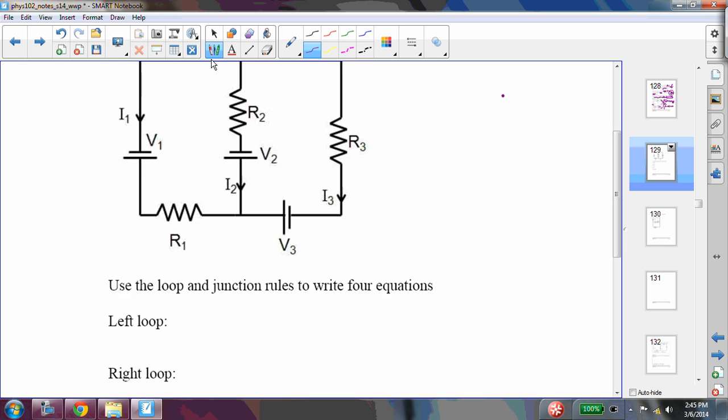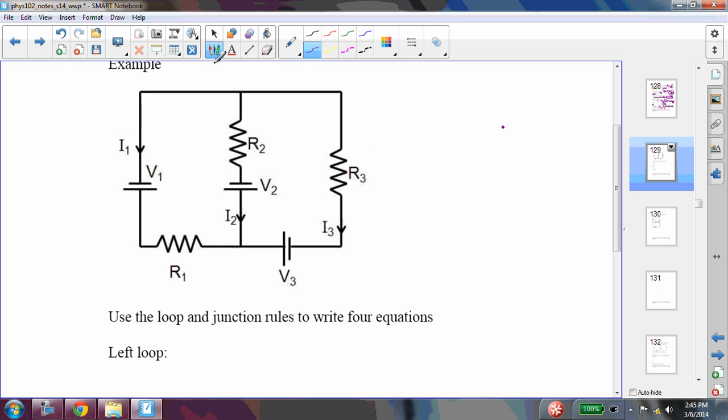First, let's use the left loop, and I'm just going to pick a direction. I'm going to start up here and go in this direction. It doesn't really matter what direction you choose. If I chose the other direction, it would just be the negative of the equation I'm going to come up with. As I come to each element, I ask myself, is this a positive or negative change in potential? In this case, it's positive V1. My electrons come in with a little energy, go up that little ramp, and gain energy. Then I go through R1. That's a negative change in potential, which equals negative I1 times R1, being very careful to keep my subscripts correct.